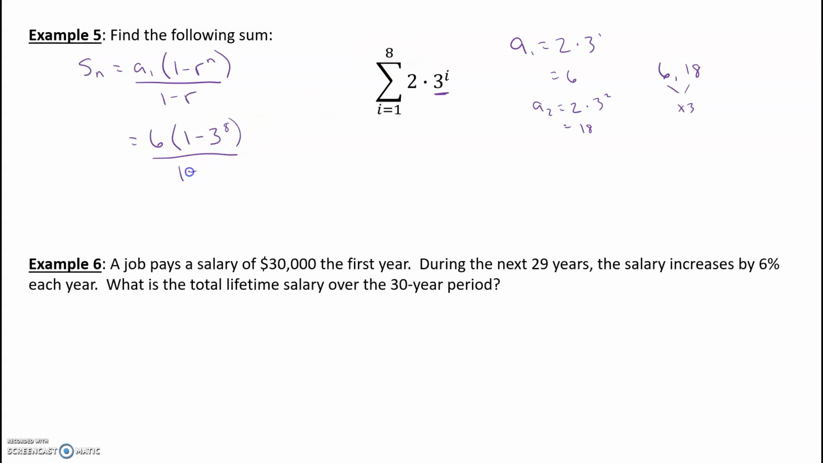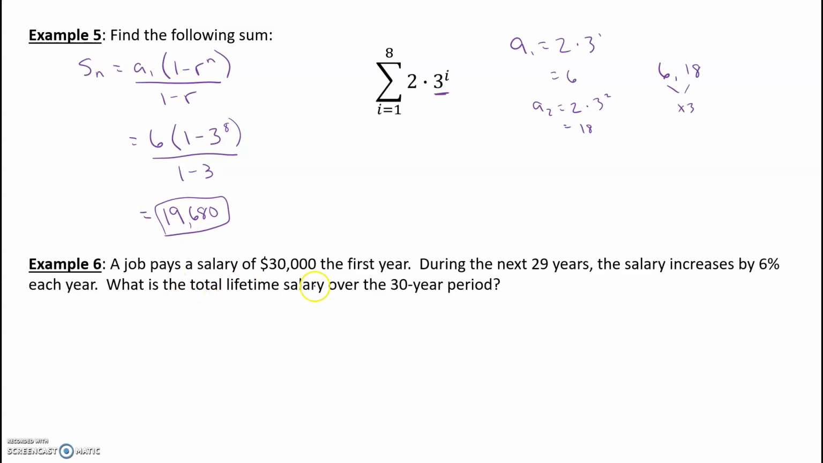And we're going to do 1 minus 3. Again, you can type this into the calculator as is. It'll do it all for you, order of operations included. And you should get 19680.